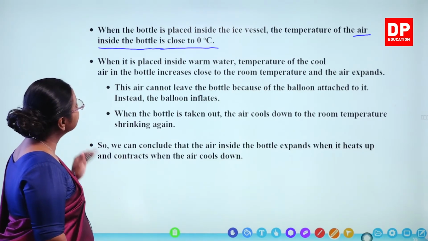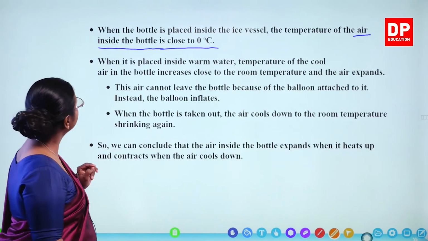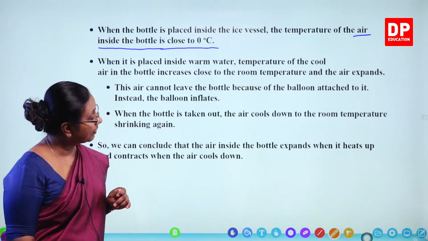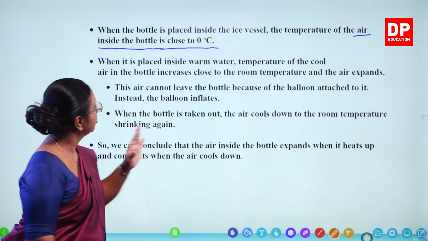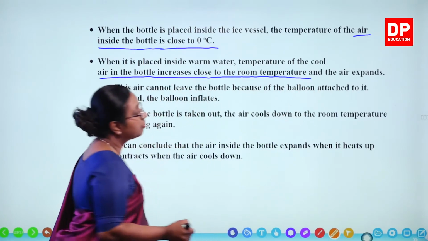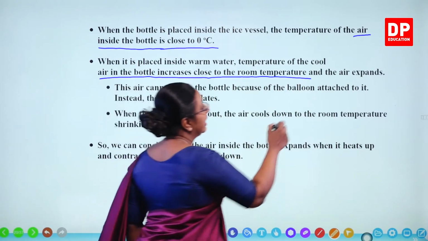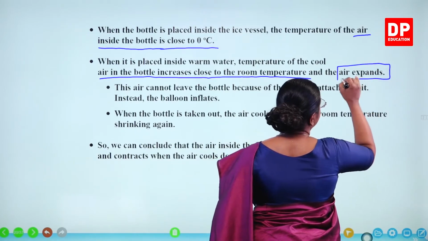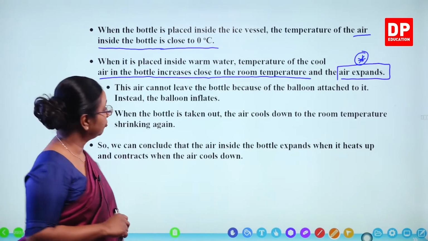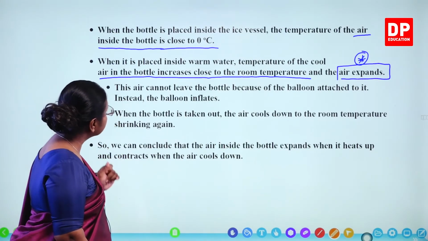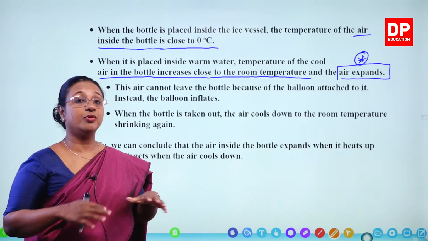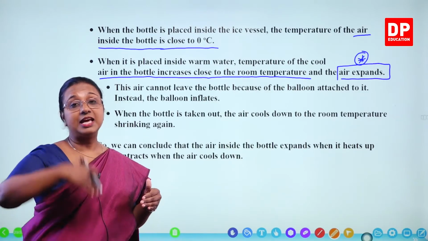When it is placed inside warm water, the temperature of the cool air in the bottle increases close to the room temperature and the air expands. This is what we are trying to observe and understand: expansion of air due to increase in temperature. This air cannot leave the bottle because of the balloon attached to it. When it expands, normally air tends to rise up.